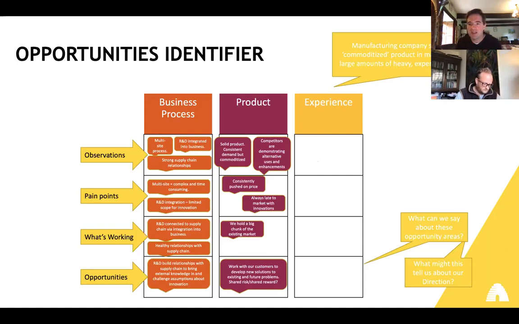So again, we're making those observations without a value judgment. And then we get into the pain points. We're consistently pushed on price because we're a commoditized product. That's the nature of the market. It's a law of the market, effectively, that if it's a commodity, the price will go down. What we're noticing is that we're always late to market with our innovations. We're always followers. We're never leaders. So there are our pain points based on our insights.